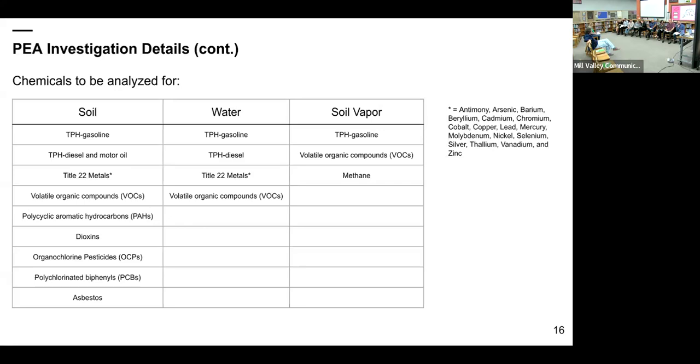And on the right, there's just a list of all the metals that are included in the Title 22 metals that will be listed for, including arsenic, chromium, lead, copper. Next slide, please.